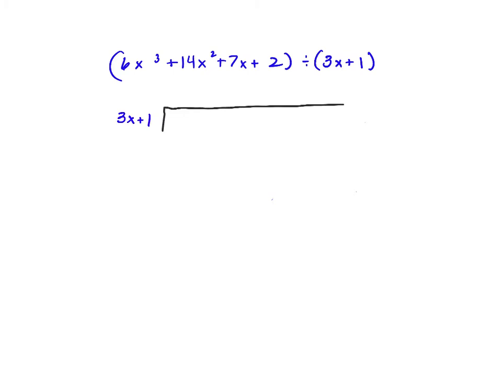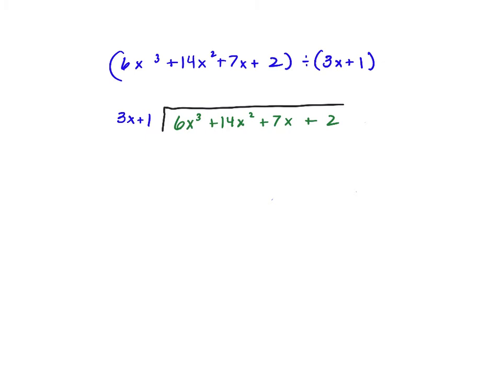Now we got to make sure it has all of its terms. It's got a cubic term, then an x squared term, then an x term, then a 2. So it does have all of its terms. If it was missing one, you have to put in a 0. So if it didn't have an x squared term, you'd put in 0 x squareds, just to keep everything lined up.